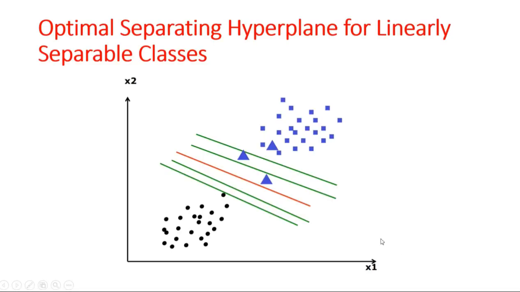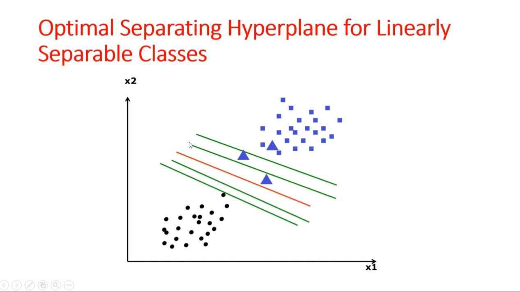Today we will discuss support vector machines. Support vector machines are mainly used for performing classification. Classification is the process of finding the optimal hyperplane in the space, which divides the two classes.